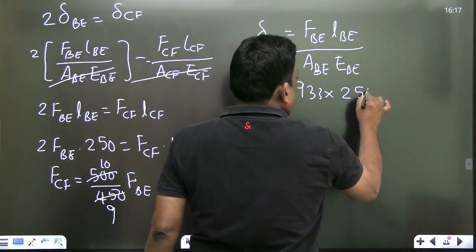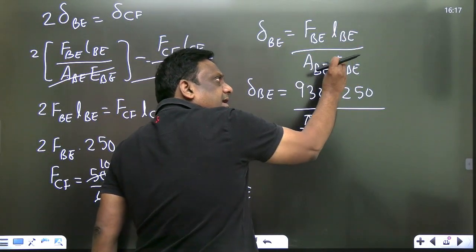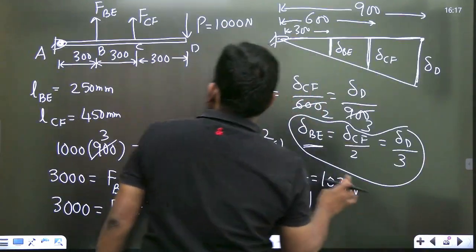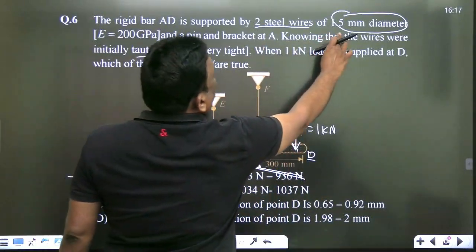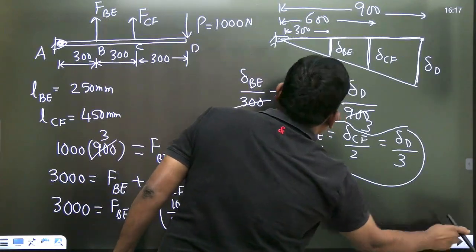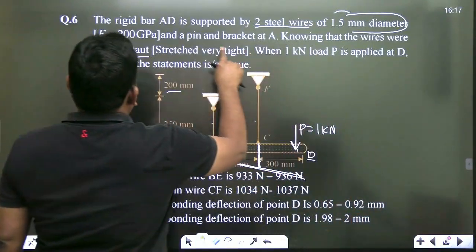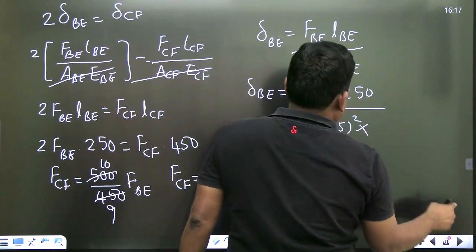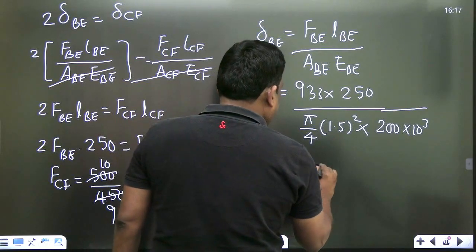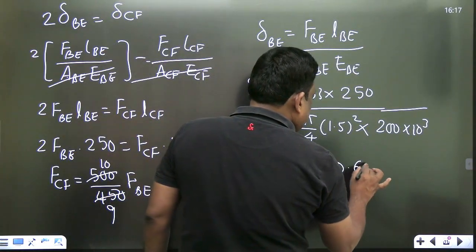This is 250 mm divided by area. What is the area? One more thing, sirs: length in mm, area in mm square, E in Newton per mm square, so you will get delta in mm. The diameter of the wire is given as 1.5, so area uses 1.5 square, and Young's modulus of steel is 200 gigapascal, which is 10 power 3 megapascal. Calculating, delta BE is 0.658 mm.